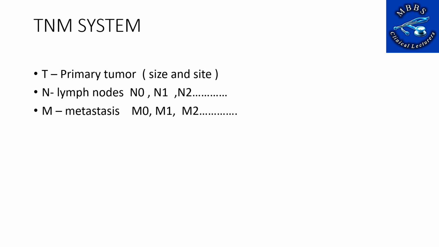The N denotes the lymph node. N0 shows zero lymph node involvement. N1 means the first lymph node of the regional lymph nodes is involved. N2 means two lymph nodes are involved. M means metastasis. M0 means no other organs are involved, no metastasis is present. And M1 means that one organ is involved, or M2 means two organs are involved.